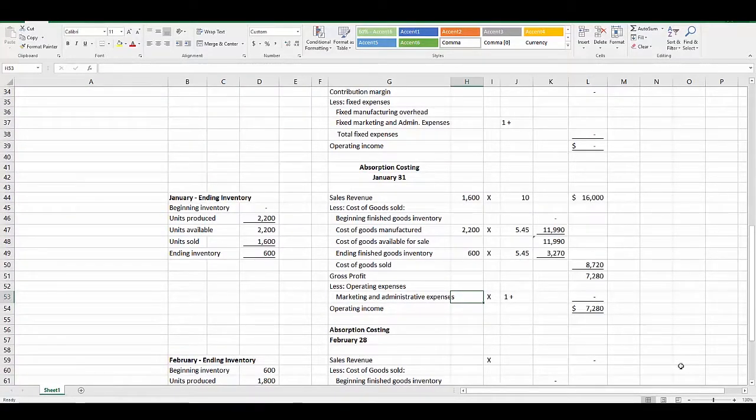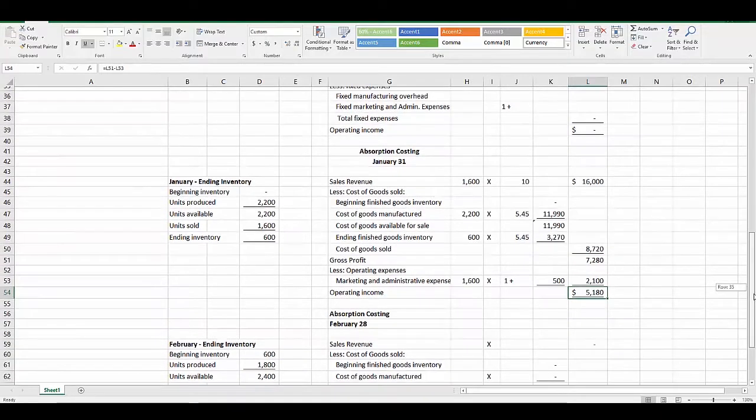So now we enter in our operating expenses. So operating is marketing and administration and includes your selling commissions. So we know it's $1 per unit. So we sold 1,600 units. And then we have our fixed amount of $500. So that's $2,100 in operating expenses, which is subtracted from your 7,280 to give you an operating income of 5,180.